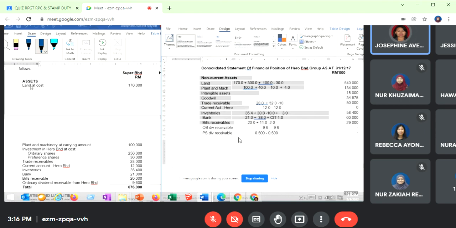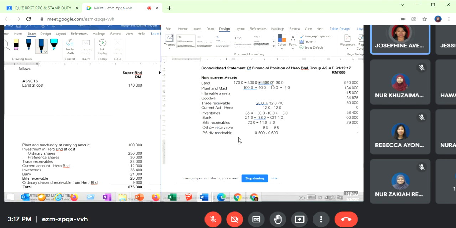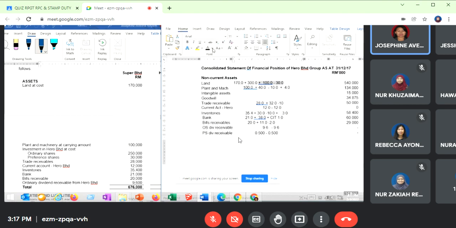So we start with land. Land at cost. You put there land, and then you're going to combine land of parent with land of the subsidiary company. So you just combine this. You don't look at the adjustment first. Forget about the adjustment. You just combine. Then you go to plant and machine. You do the same. Prepare your template dahulu, because all this you will get marks. So make sure you get this correct.